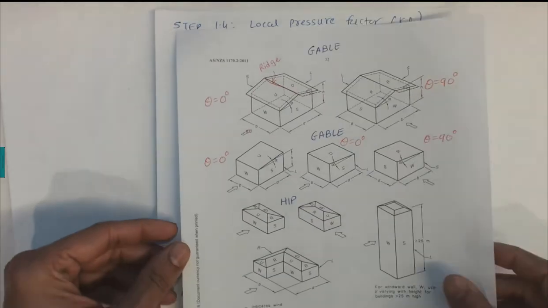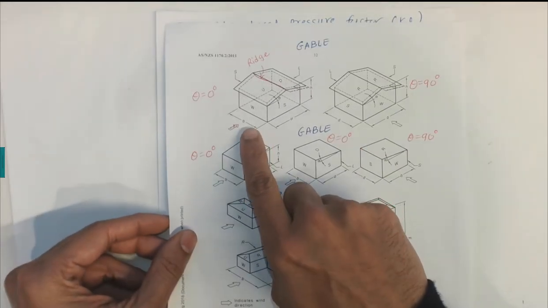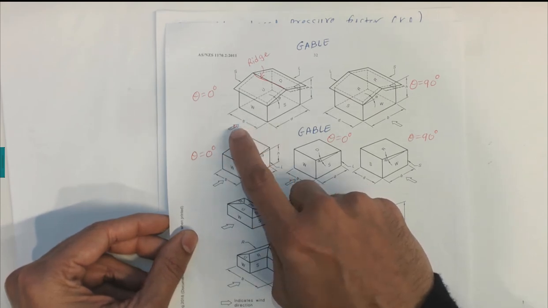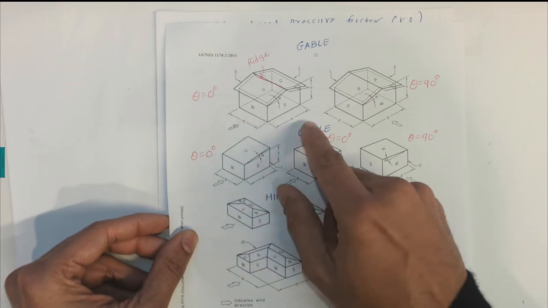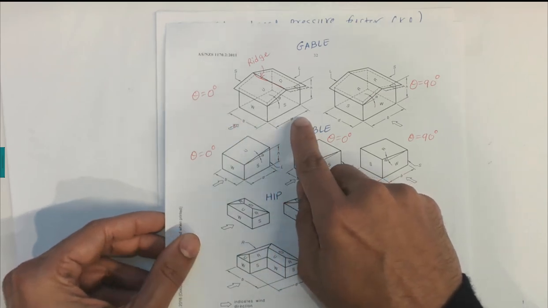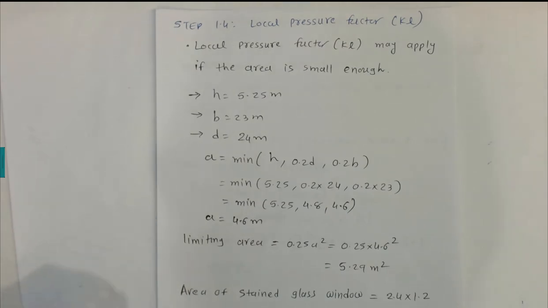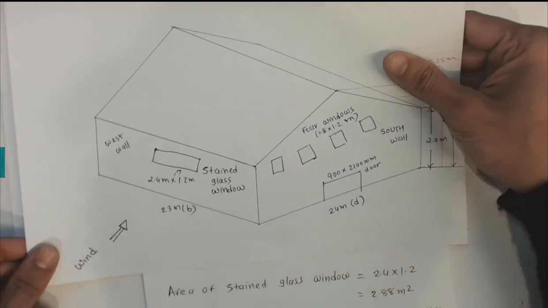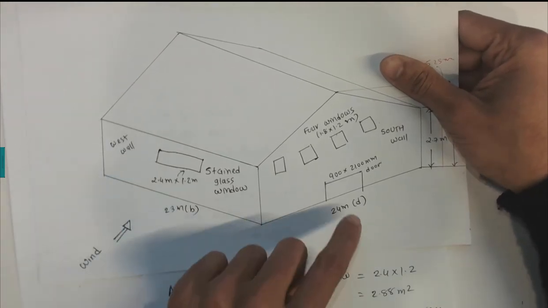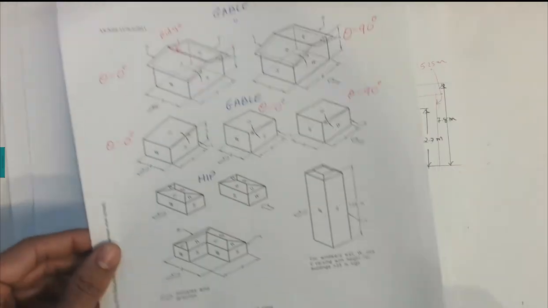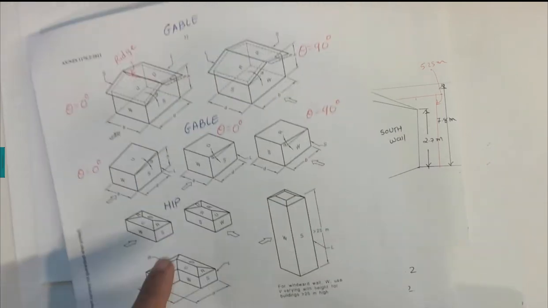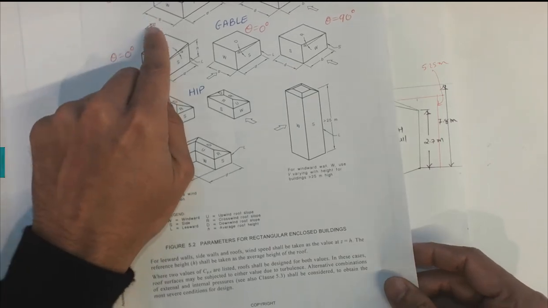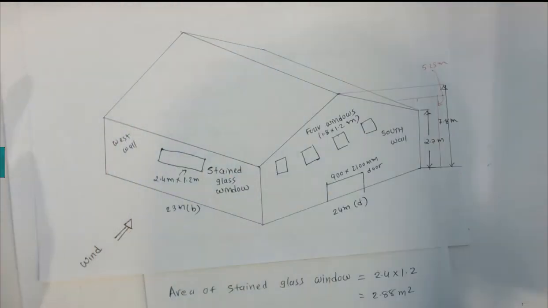To find D and B, we can use these pictures here. When the wind is coming from the west side of the structure, the perpendicular dimension is B and the parallel dimension is D. In our case, taking the three dimensional structure, we take this one as B and this one as D, same as given in figure number 5.2 on page number 32. We have this wind load with B and D dimensions.